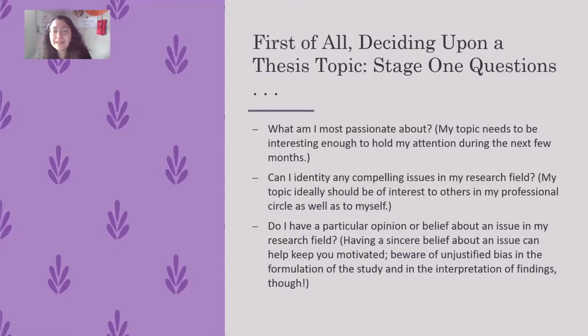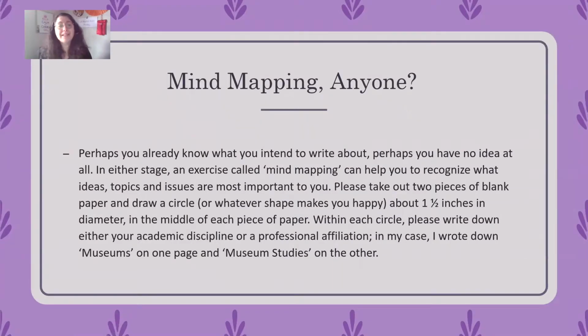Can I identify any compelling issues in my research field? That's always a good question to ask. Do I have a particular opinion or belief about an issue in my research field? Those are good guiding questions. Mind mapping, anyone? This is a strategy for drafting papers, which maybe you've tried, maybe you haven't. Perhaps you already know what you intend to write about. Perhaps you have no idea at all.